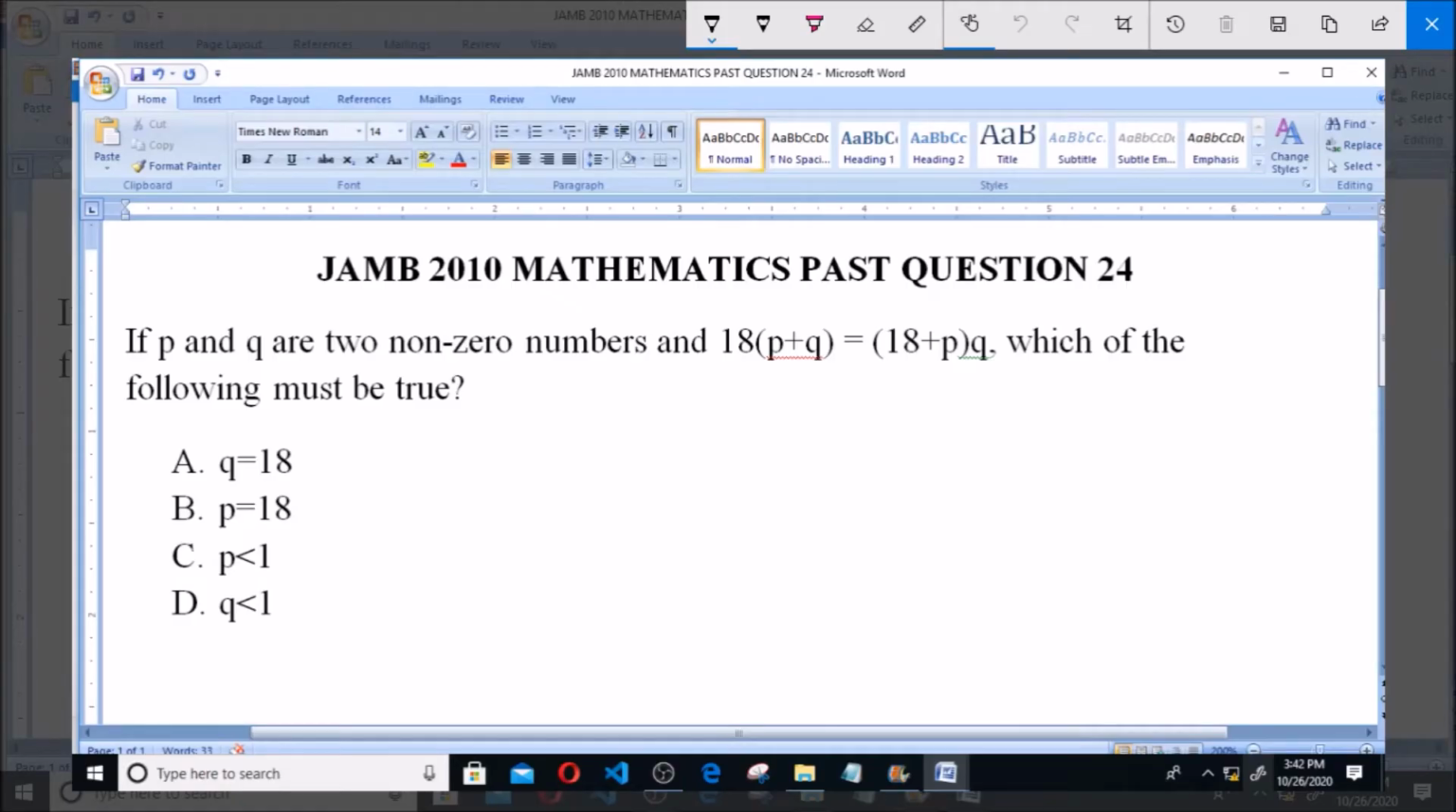I'll be answering JAMB 2010 Mathematics Past Question 24. If P and Q are two non-zero numbers and 18 into (P plus Q) is equal to (18 plus P) in brackets multiplied by Q, which of the following must be true? A. Q is equal to 18. B. P is equal to 18. C. P is less than 1, and D. Q is less than 1. So which of these statements must be true?